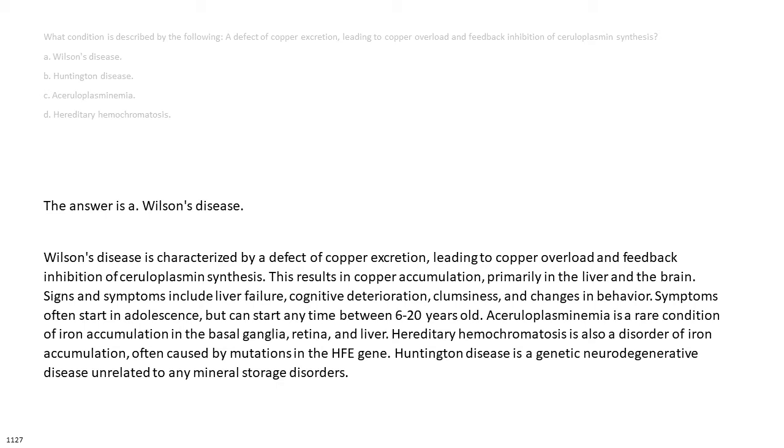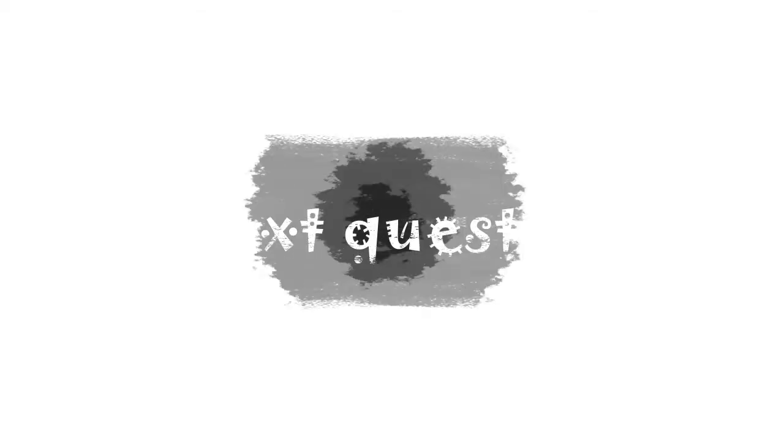Ceruloplasminemia is a rare condition of iron accumulation in the basal ganglia, retina, and liver. Hereditary hemochromatosis is also a disorder of iron accumulation, often caused by mutations in the HFE gene. Huntington disease is a genetic neurodegenerative disease unrelated to any mineral storage disorders.